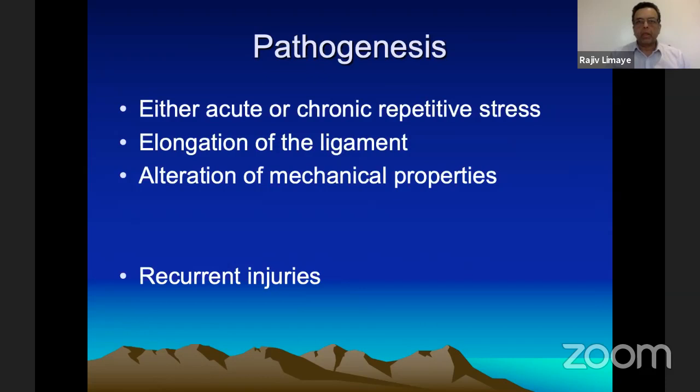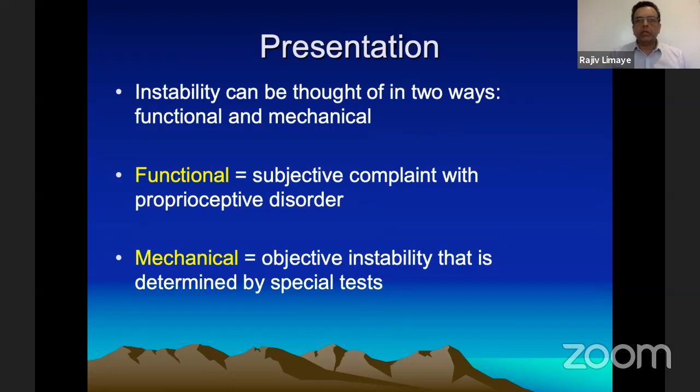So one has to understand the difference between instability and laxity. As we know, laxity, when it becomes symptomatic, can form into instability, but it is described in two different modes. The first one is functional instability, and the second one is mechanical instability. To understand this clearly, functional is the subjective complaint of the patient.